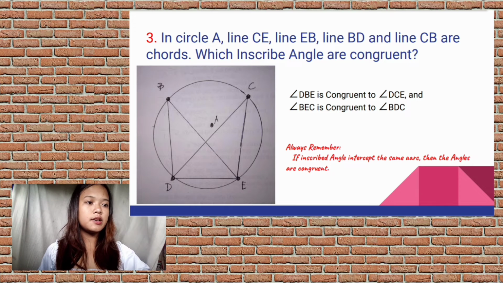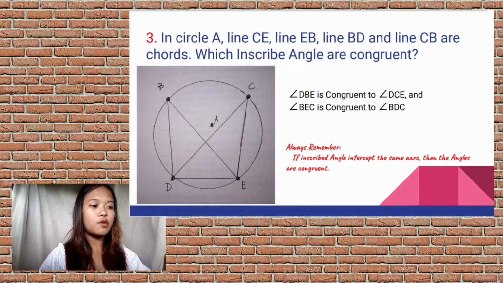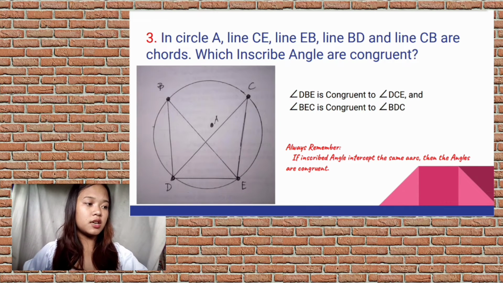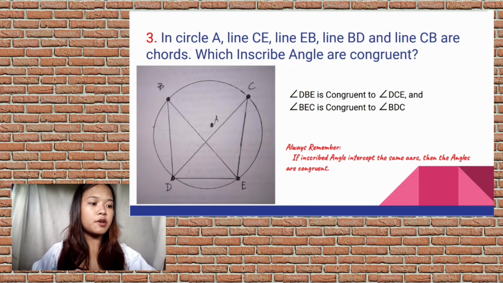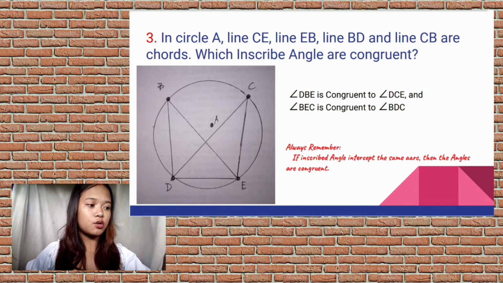So in circle A, line CE, line EB, line DB, and line CB are chords. Which inscribed angles are congruent? So angle BDE is congruent to angle BGE and angle BCE, and angle BEC is congruent to angle BDC. So always remember, if inscribed angles intercept the same arc, then the angles are congruent.